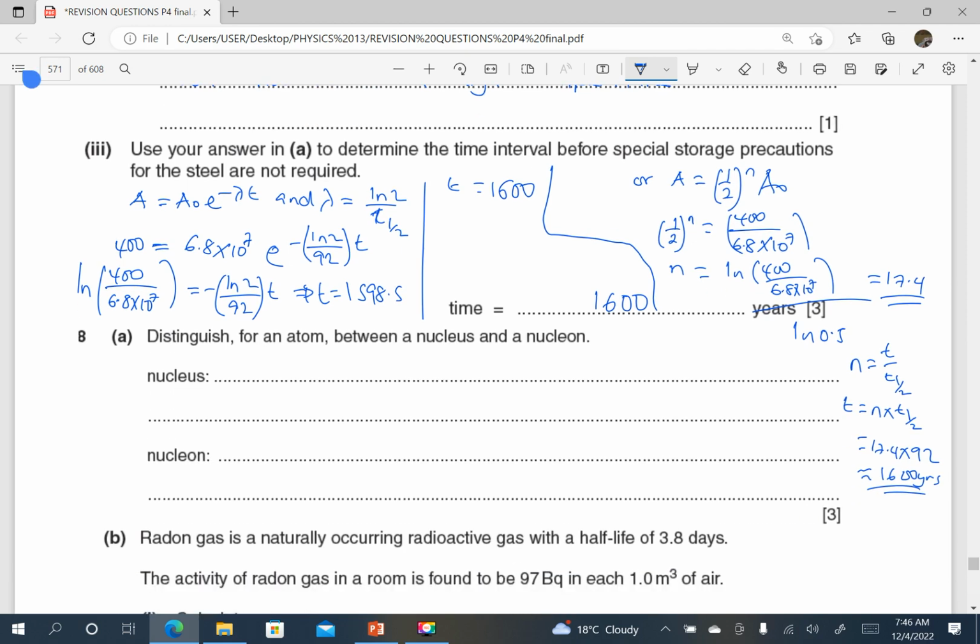Distinguish for an atom between a nucleus and a nucleon. Of course, a nucleus is the small central part or the core of the atom. The nucleus is the small central part of an atom, which is the core of the atom.